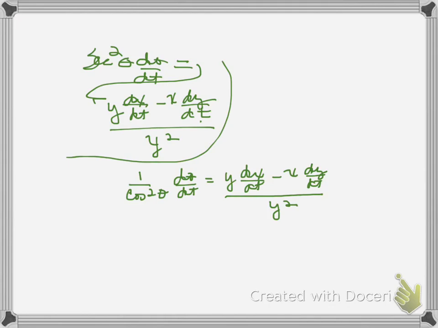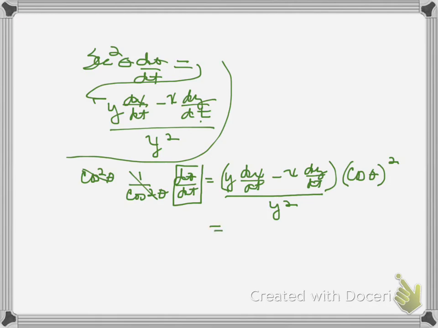Alright, so I want to get d theta dt by itself, so I'm going to multiply the left-hand side by cosine squared theta. That will eliminate that fraction. Use your parentheses and multiply the numerator only by cosine. I'm going to write it like this just so I don't mess anything up. Okay, so now I'm looking at what d theta dt is.